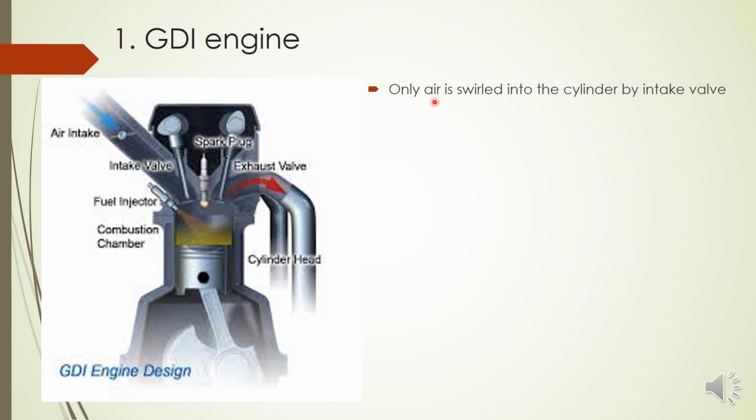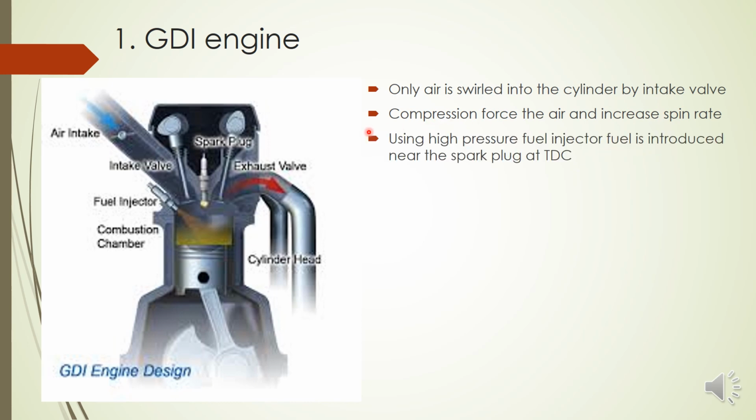So that we will study in detail next module, how the swirl is generated. Somewhere we are creating a swirl movement of air, and compression increases this air movement in the compression stroke, and at the end of the compression stroke we are introducing a high pressure fuel through this fuel injection, and it is near the spark plug. So in this position we are injecting fuel just like a diesel engine.